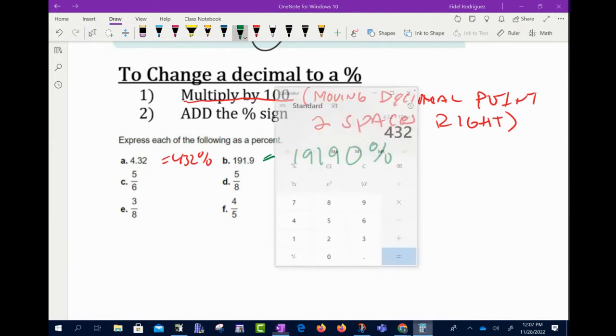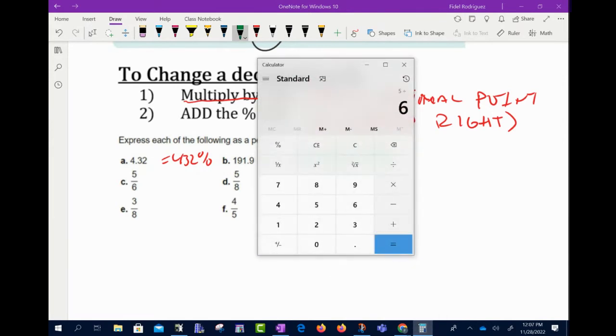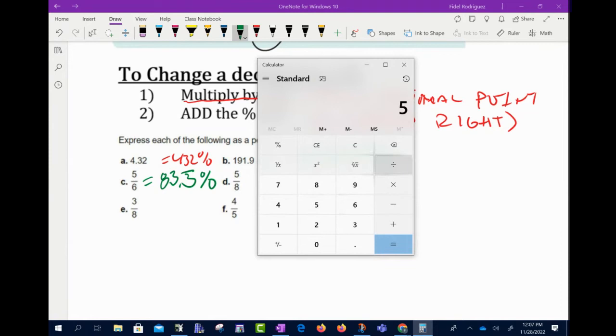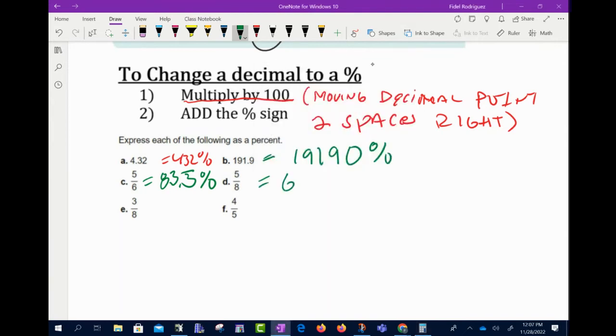Okay, 5/6. So let me take my calculator. Let's convert that to a decimal. Okay, so 0.833. I'm going to move my decimal 2 spaces to the right, y'all. So I'm going to end up with 83.3 with a little bar on it percent, because that 3 keeps repeating, right? And I'll do the same thing for 5/8. So I'm going to change that to a decimal. I'm going to move my decimal point 2 spaces to the right. So my decimal will end up between the 2 and the 5. So 62.5%.